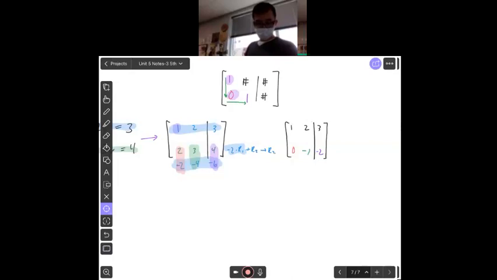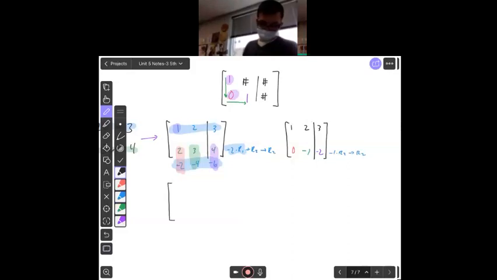Multiply by -1. Let's multiply row 2 by -1. -1 times row 2 will give us a new row 2. I'm not changing row 1, so 1, 2, 3 comes across. Make sure you multiply each of those numbers by -1, so 0, +1, +2.